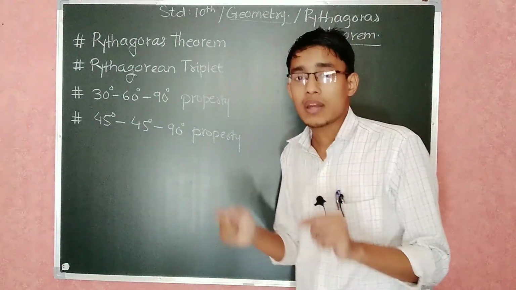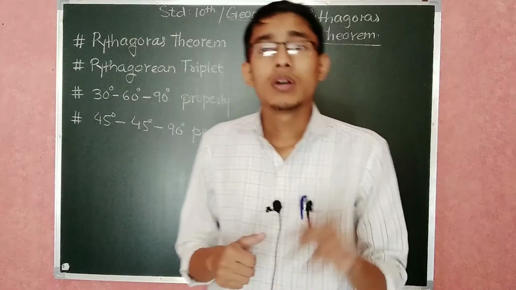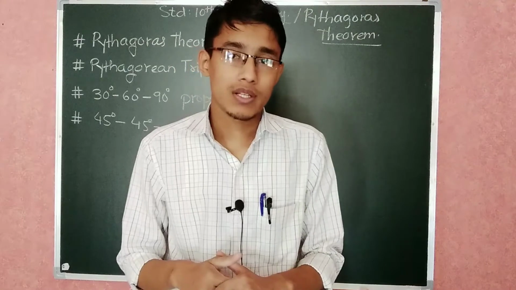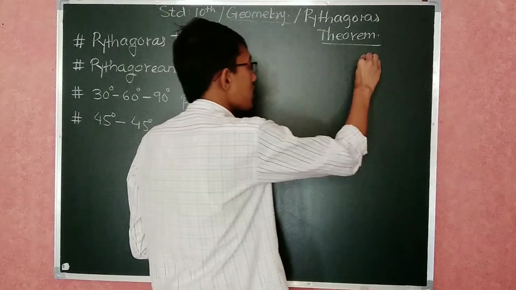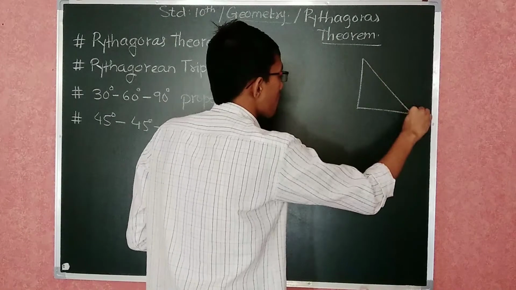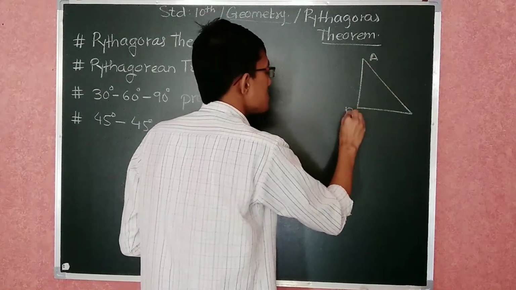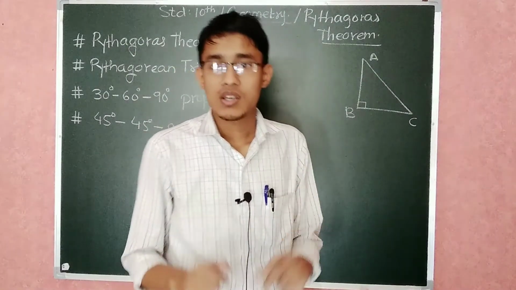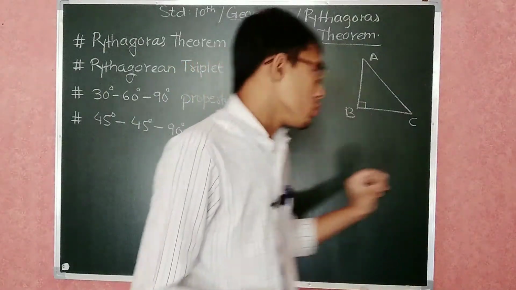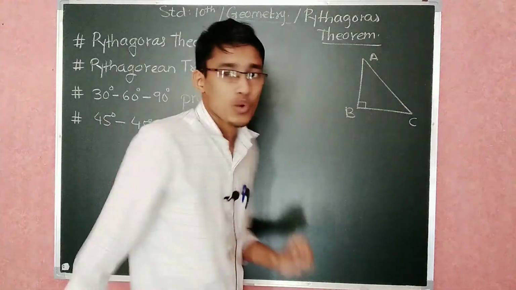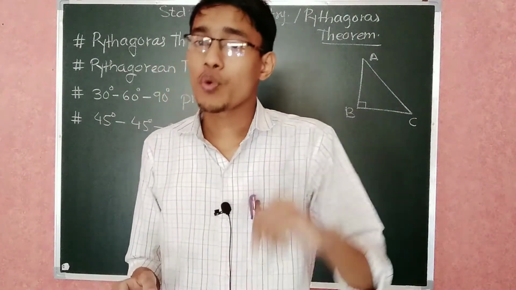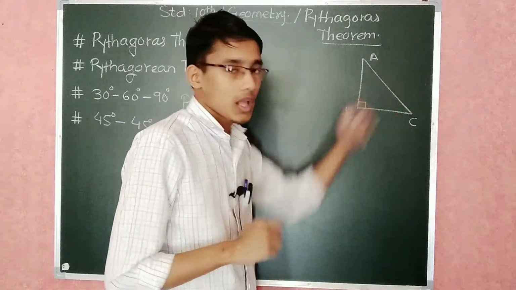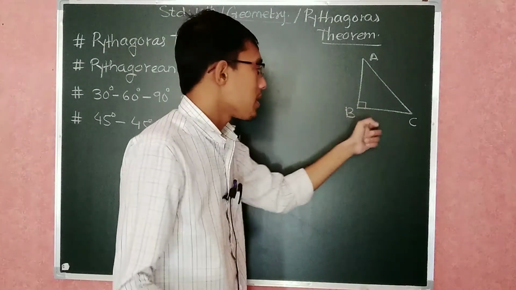We know that in any right angle triangle, the square of the hypotenuse is equal to the sum of the squares of the remaining two sides. So suppose there is a right angle triangle ABC, where angle B is 90 degree. In that case, AC is the hypotenuse. What is hypotenuse? It is the side opposite to 90 degree in a right angled triangle. So AC square is equal to AB square plus BC square.